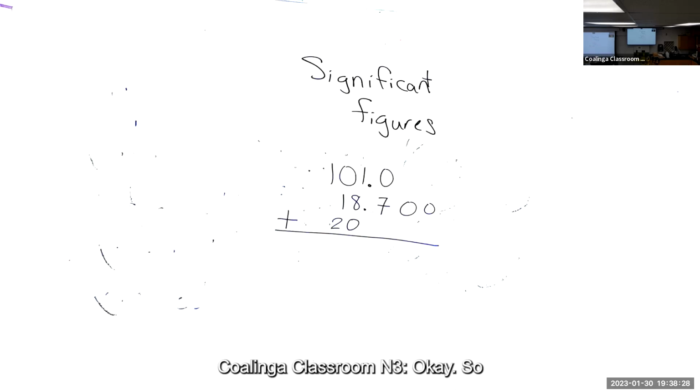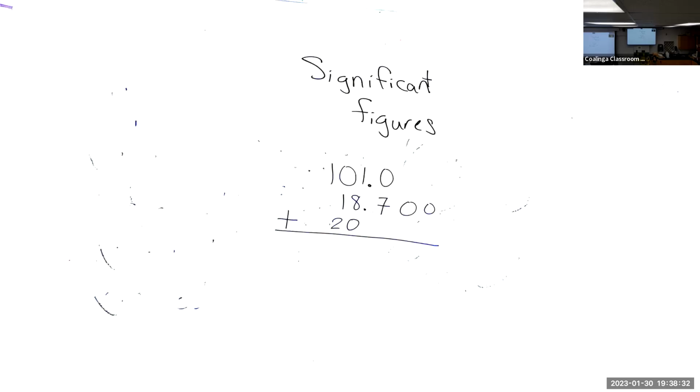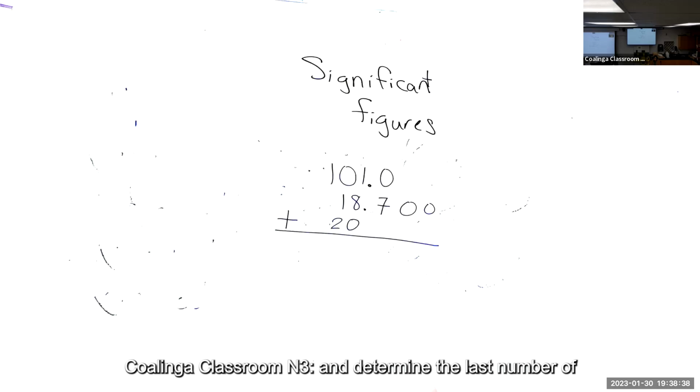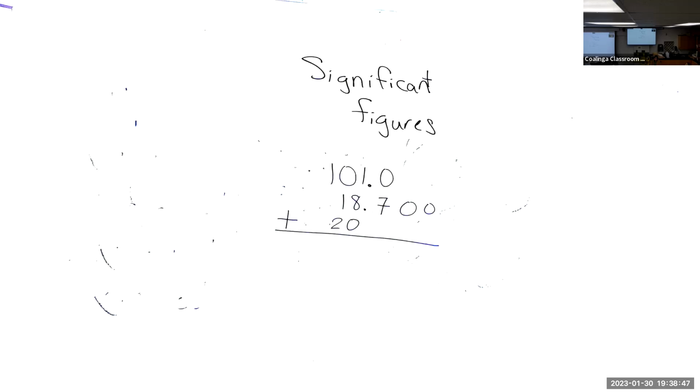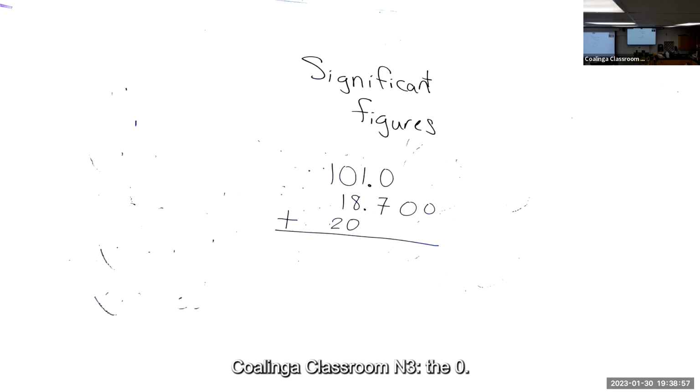Okay, so when we do addition, what we're going to do is line up the numbers, right? So we know that's what it's going to be. You're going to look and determine the last number of significance for each of these numbers. So in the first one, how many significant figures do we have? 4. Because of that decimal, and then we have the 0 afterwards. So the last number of significance would be the 0 afterwards.